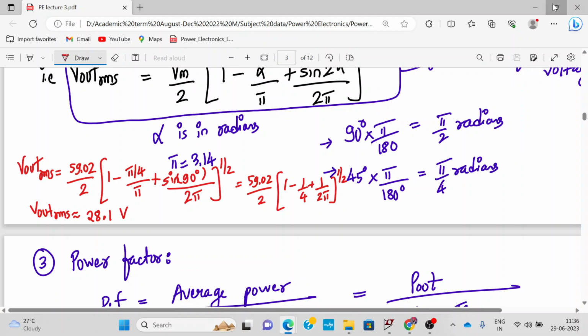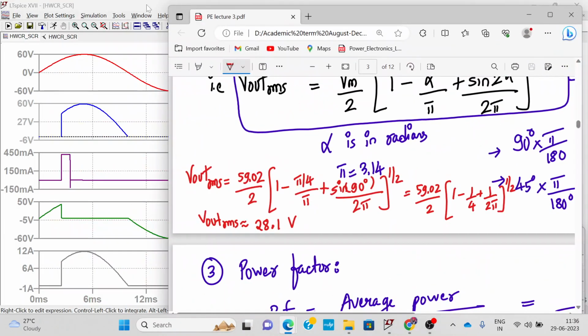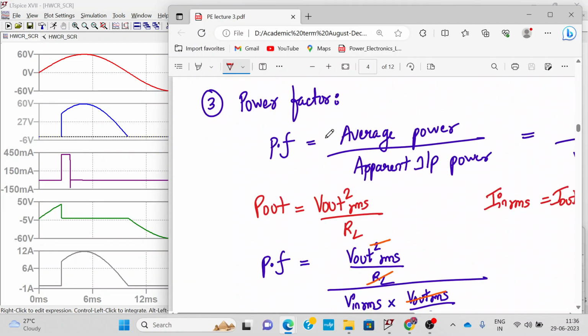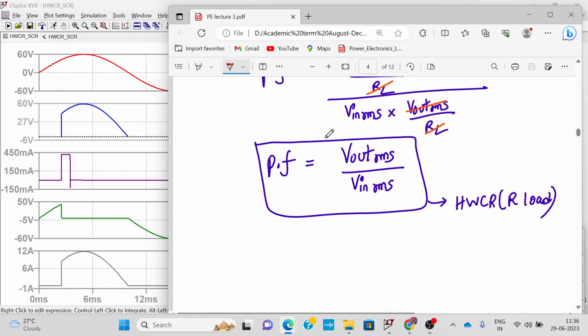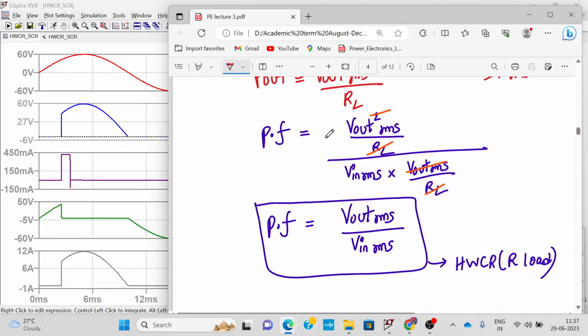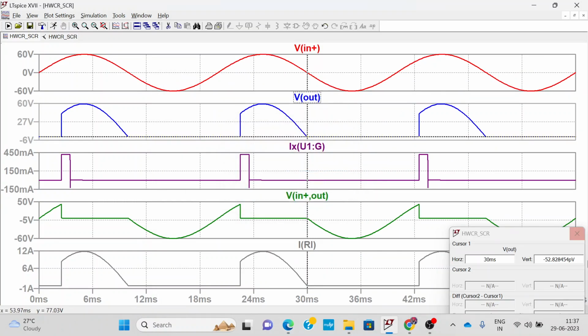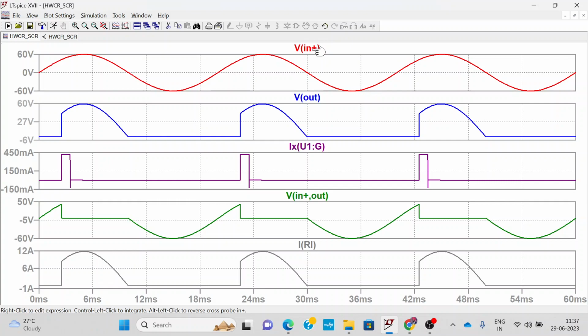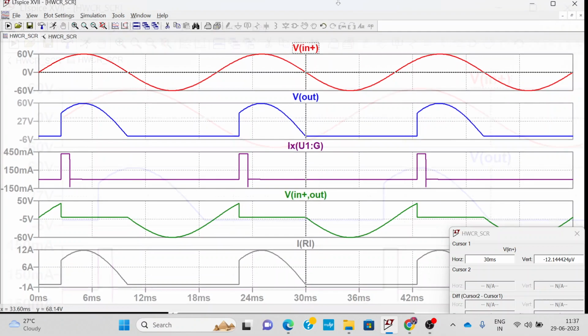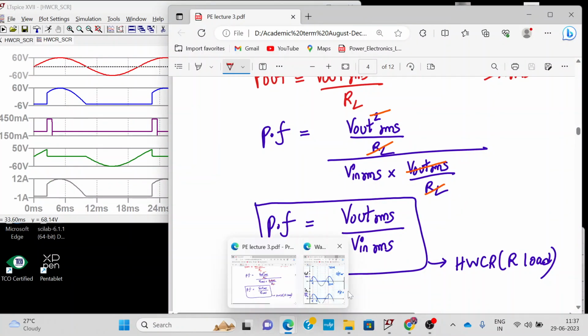So this is how we verify the waveforms. We verified that the formulas derived are correct for V out RMS, and similarly we can find the power factor also. The power factor formula is V out RMS upon V in RMS. V in RMS also we can find out. I place the cursor over here, press Control and click on this. The average value of the AC input waveform will definitely be 0, and the RMS value will be 42.43.